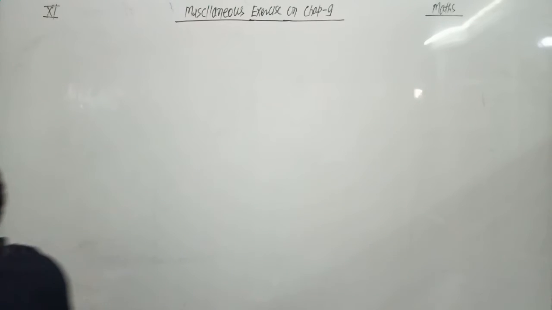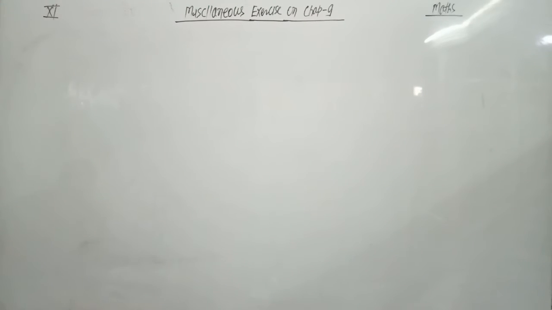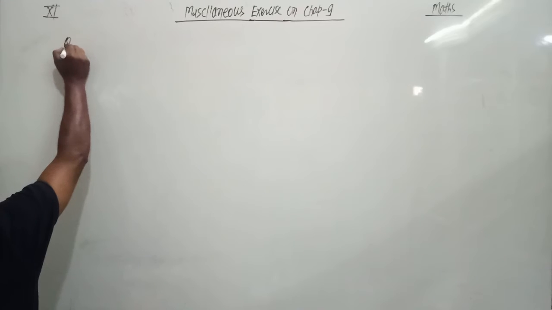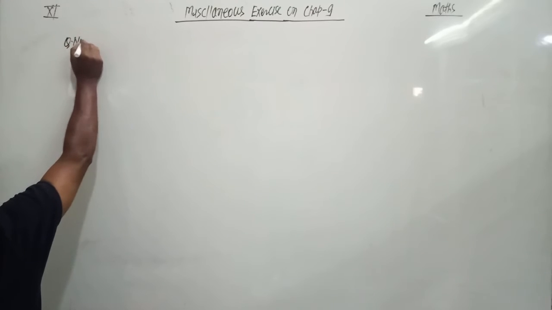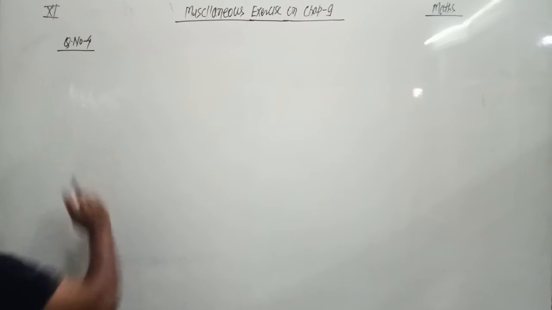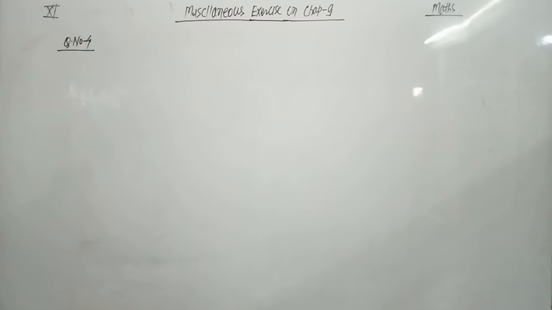Let us see question number 4. Find the sum of all numbers between 200 and 400 which are divisible by 7.